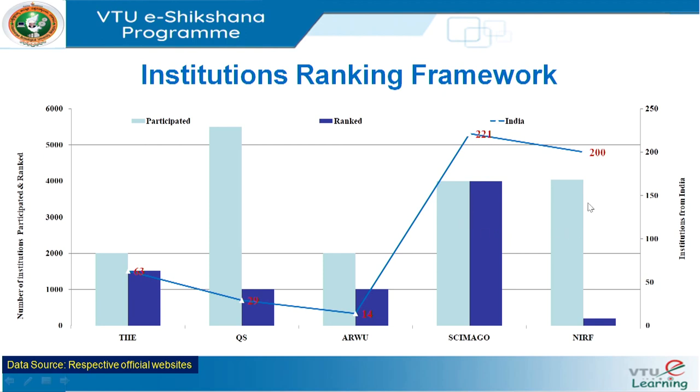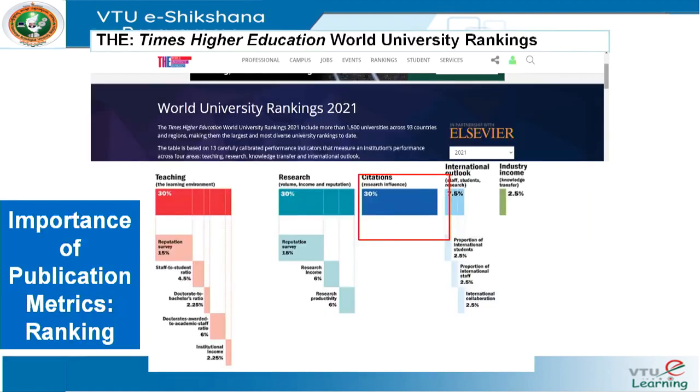And NIRF also ranks the top 200 in various categories, right, and the first 100 ranks have a primary, important significance. Of course, the list from 100 to 200 institutions also matters. For any higher education institution, it is an ambitious goal to be part of these top-ranked institutions.